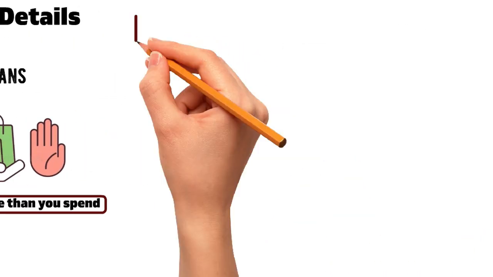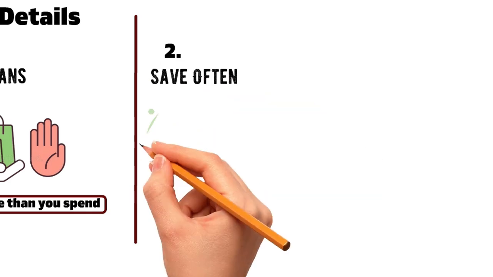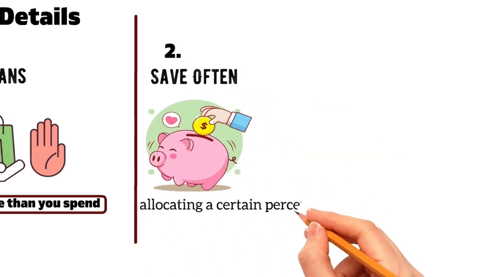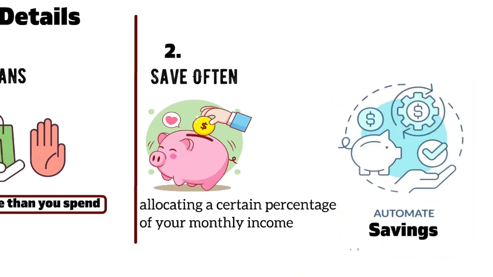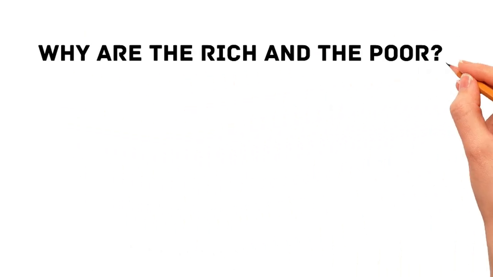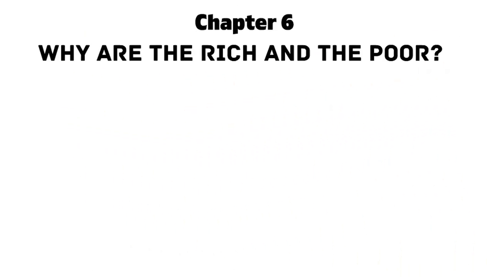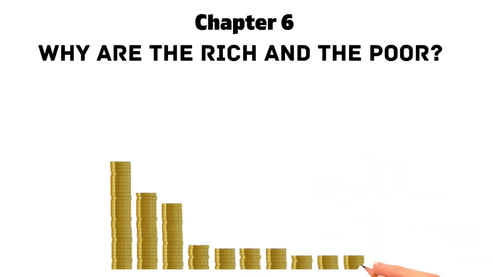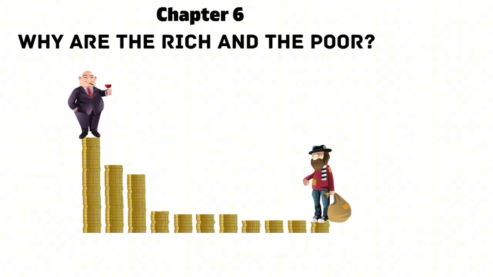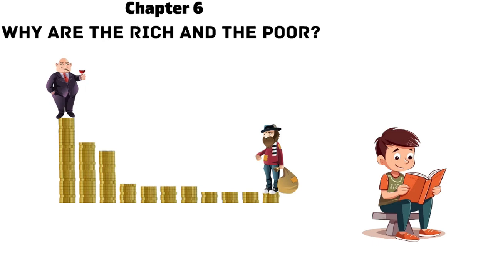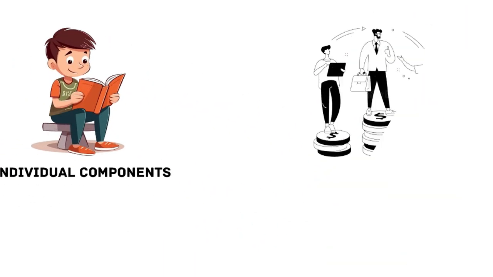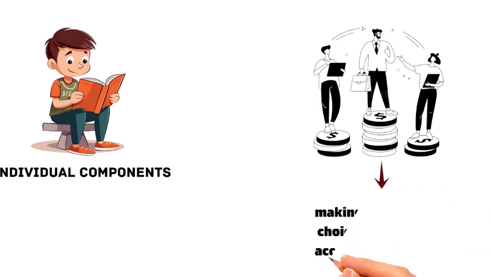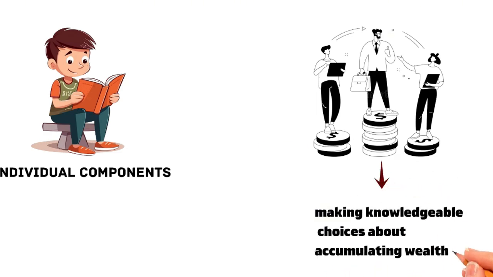Number 2, save often. Develop the habit of saving by allocating a certain percentage of your monthly income. If at all possible, automate savings to maintain consistency. Why are the rich and the poor? is the title of Chapter 6. We look at the causes of the wealth gap between rich and poor. Comprehending these variables aids in identifying the collective and individual components that lead to economic disparity and can direct us in making knowledgeable choices about accumulating wealth.